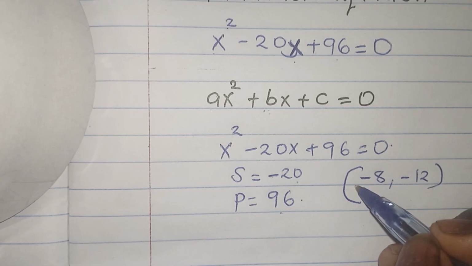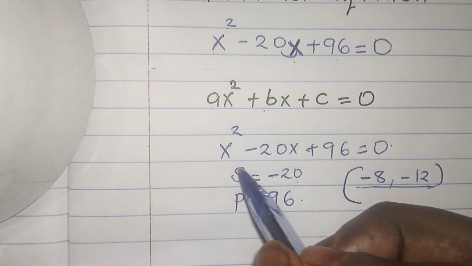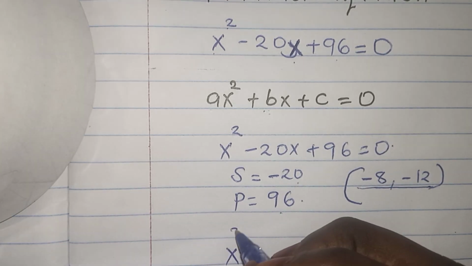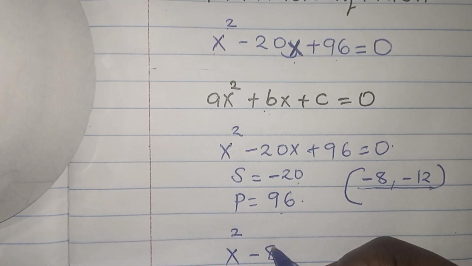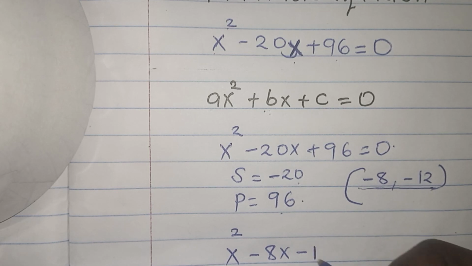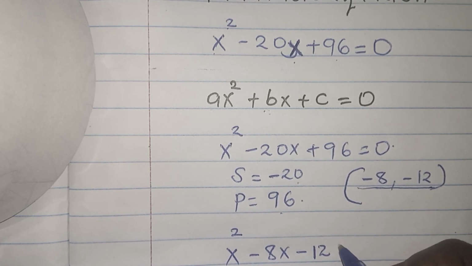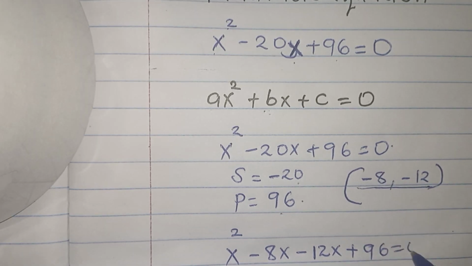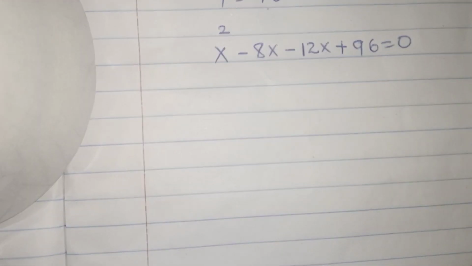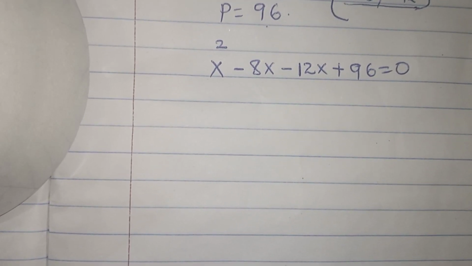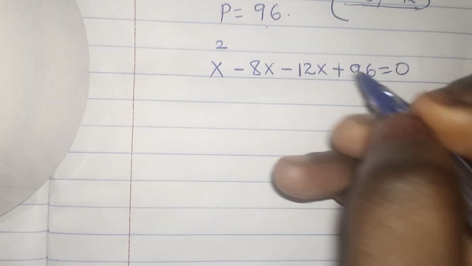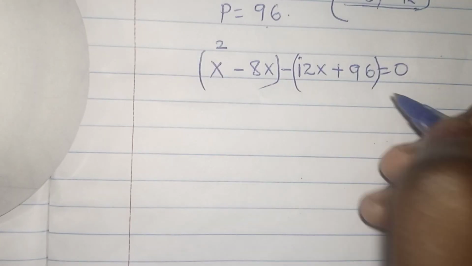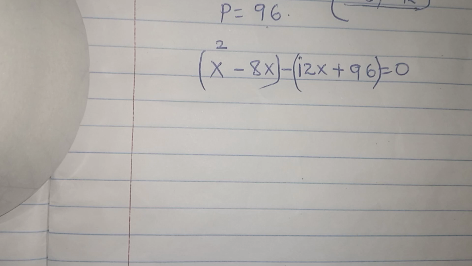So we want to take these two numbers and substitute them in our quadratic equation, as I'm doing. x squared minus 8x minus 12x plus our c here, 96, equals 0. Okay, our next step, we are going to divide them into two terms. So I'll divide this side and this side and factor out the common factor.